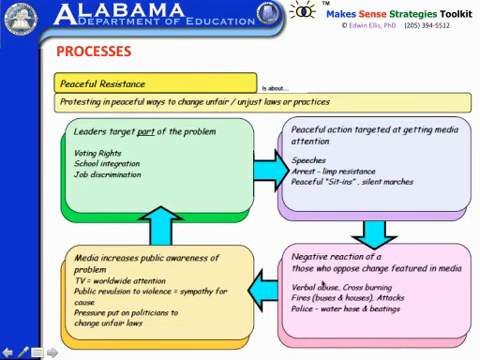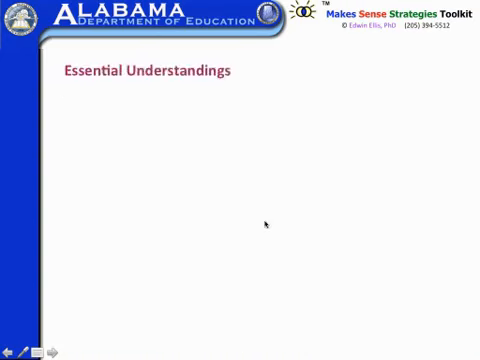That creates negative reaction of those who oppose the change, and it's featured in the media, like all the verbal abuse and the fires and the water cannon and so forth and so on. And then the media gets all into it and is increasing public awareness of the problem, creating worldwide attention, and that builds sympathy for the cause, and it puts pressure on politicians to make change, and then the leaders target some other part of the problem, and around the cycle we go again.